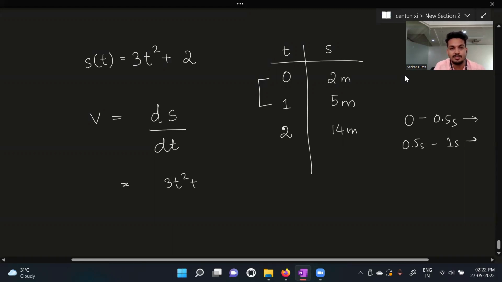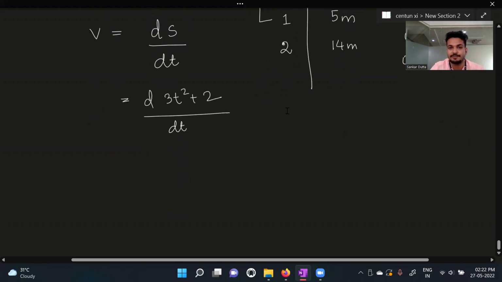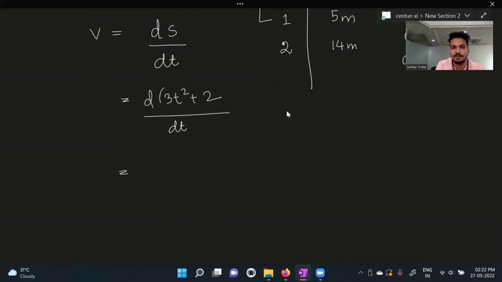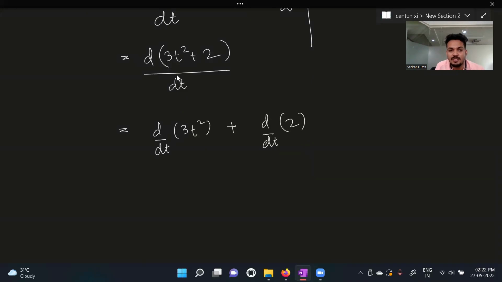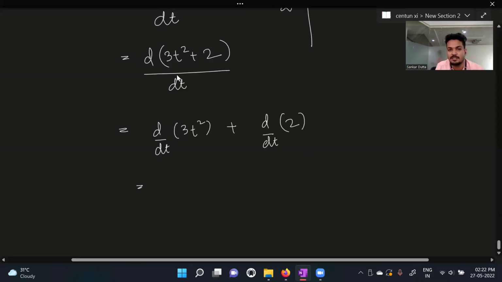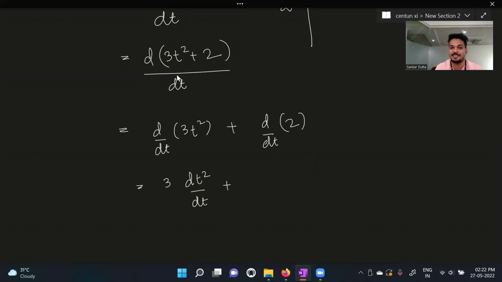So what is this function? 3t square plus 2. This is the differentiation I have to do. Now if you're comfortable with differentiation, let's see what we can do here. You'll have to use the addition rule here. I'll differentiate 3t square first, and then differentiate 2 with respect to time. Now what is the differentiation of 3t square? 3 is a constant, so it will come out. Differentiation of t square with respect to t plus, what is the differentiation of any constant number? That was the first formula in the list. It is 0.